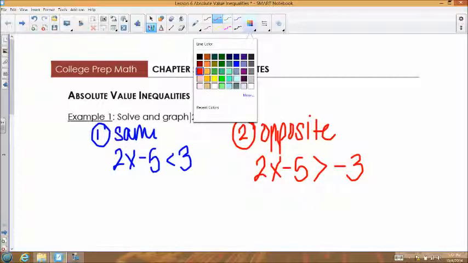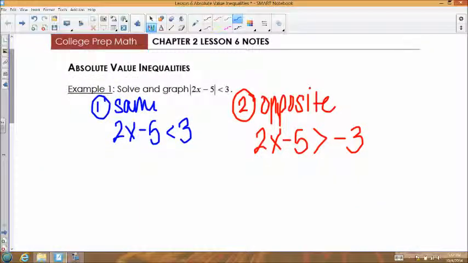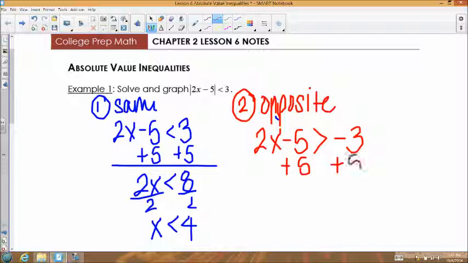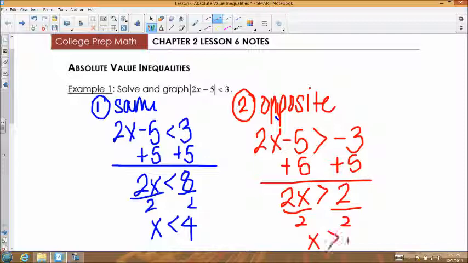And then you just go through and solve these as normal inequalities. So the only new thing is just this initial setup. So add 5 to both sides over here. So we have 2x is less than 8. Divide everything by 2. So we get x is less than 4. And then over here, we add 5 to both sides. So 2x is greater than 2. Divide everything by 2. We get x is greater than 1.